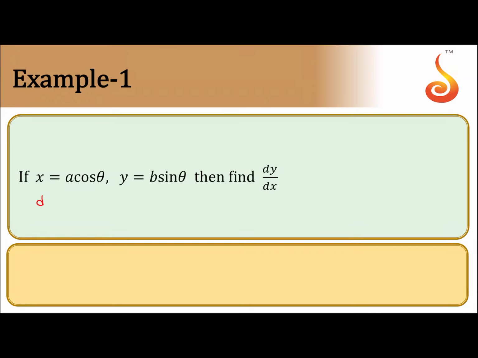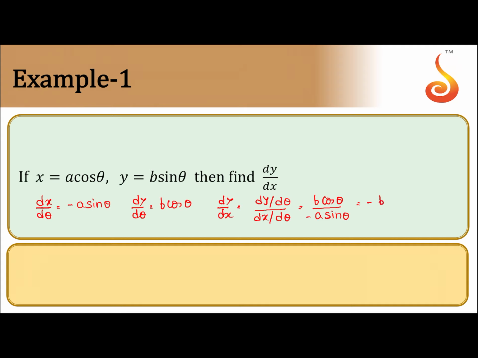to find dy by dx. Okay, so dx by d theta will give you minus a sine theta, and dy by d theta will give you b cos theta. So dy by dx is equal to dy by d theta by dx by d theta. So what we get here? We get b cos theta by minus a sine theta, which is nothing but minus b by a cot theta.